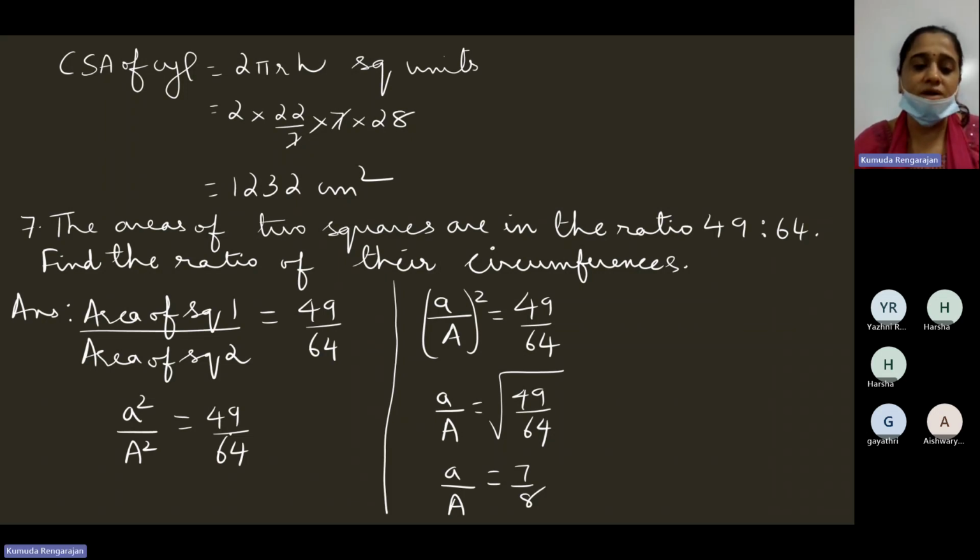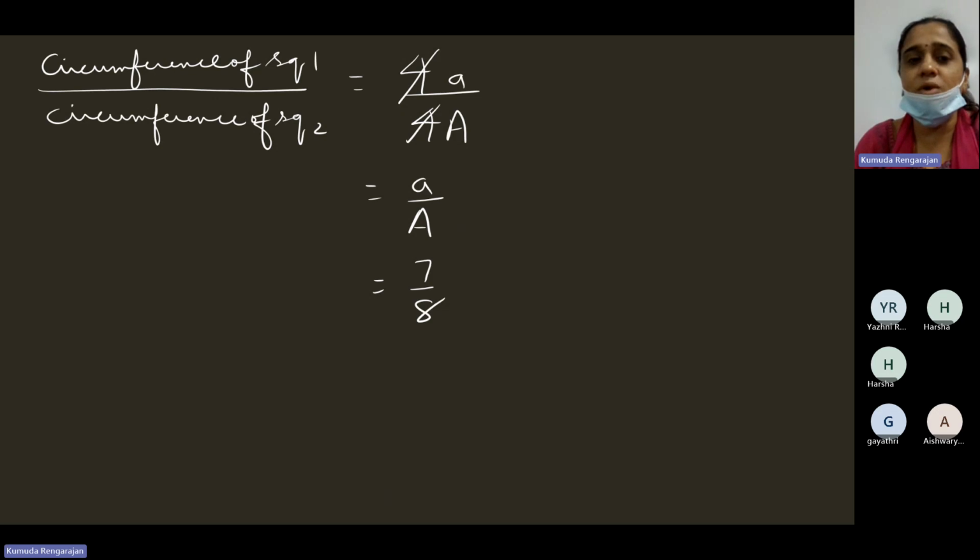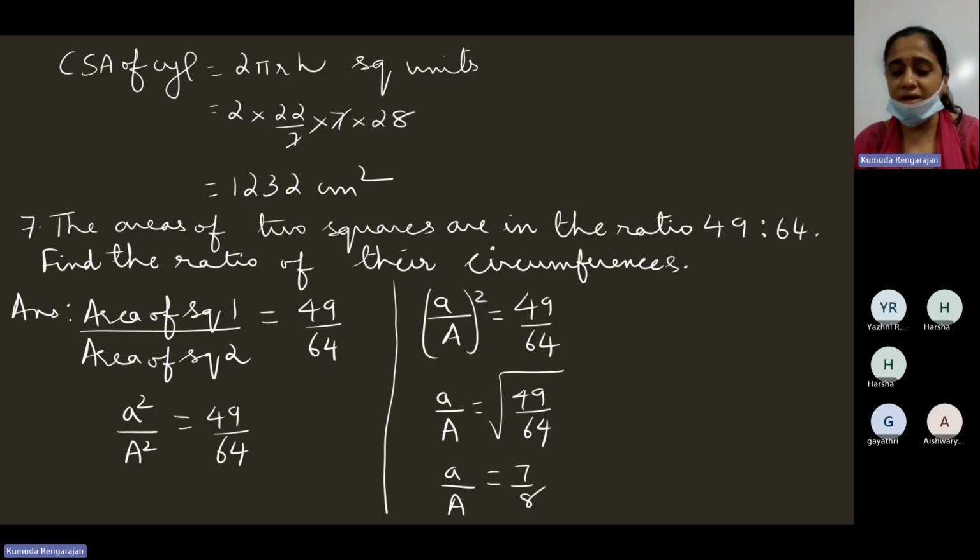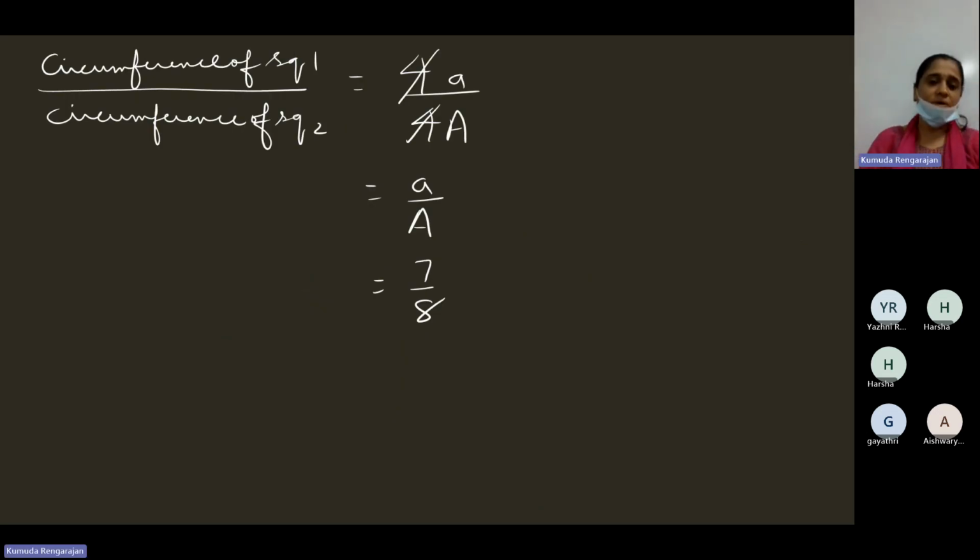So if the ratio of their areas is 49 by 64, the ratio of their sides is 7 by 8. If the ratio of the areas of two squares is 49 to 64, then the ratio of the sides of these two squares is 7 by 8, or 7 is to 8. Now we need to find the ratio of their circumferences. That means perimeters. So perimeter is 4 into side. So circumference of square 1 by circumference of square 2 is 4a by 4A. 4 gets cancelled. a by A is 7 by 8. So the ratio of their perimeters is 7 by 8.